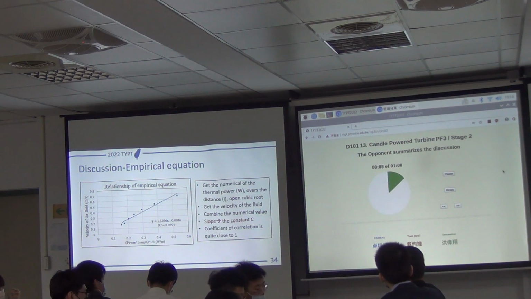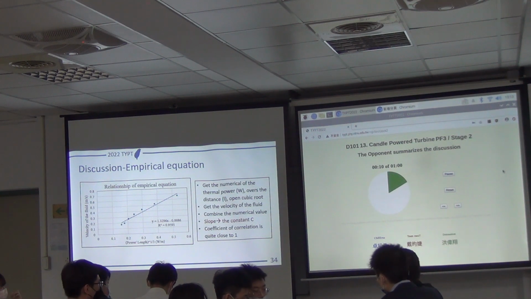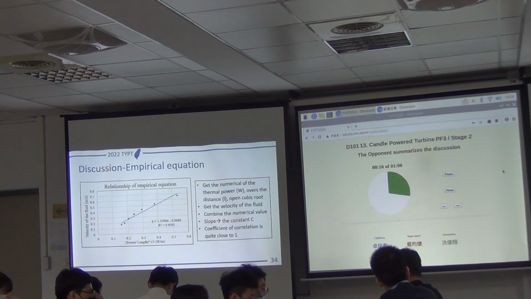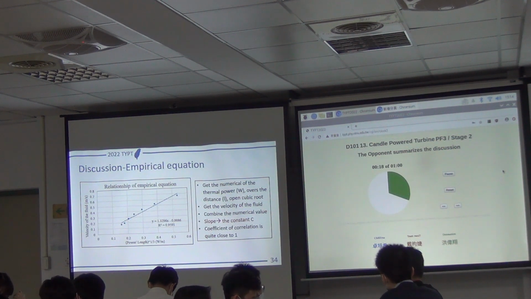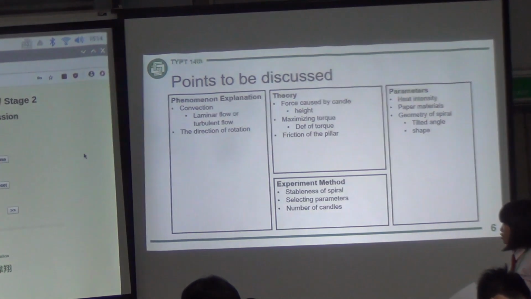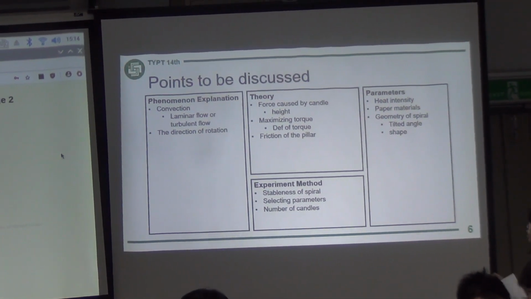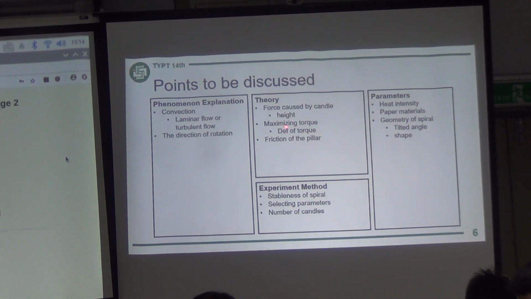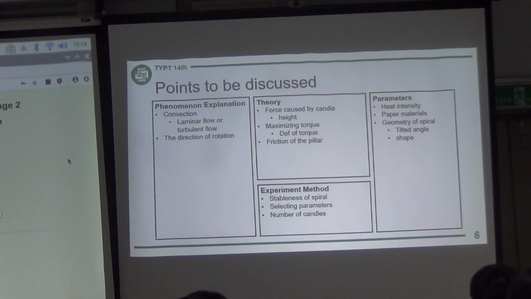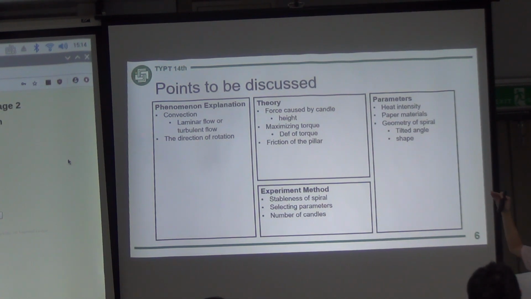Okay, so I'm going to summarize the discussion. Basically, we talked about the first, the environment of the spiral. I still believe that the reporter might have some misunderstanding of which condition their setup is supposed to be in. We also talked about the heat caused by the candle, and that the height we change makes a difference, as the heat transfer at different heights may be different.